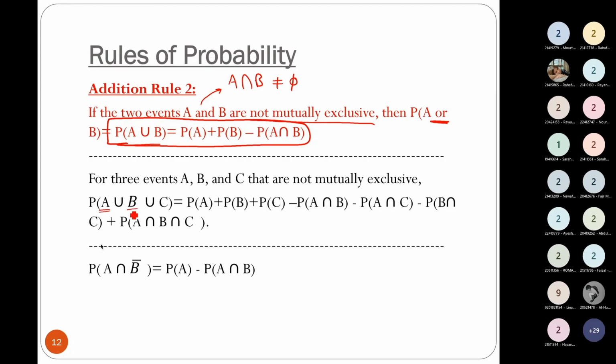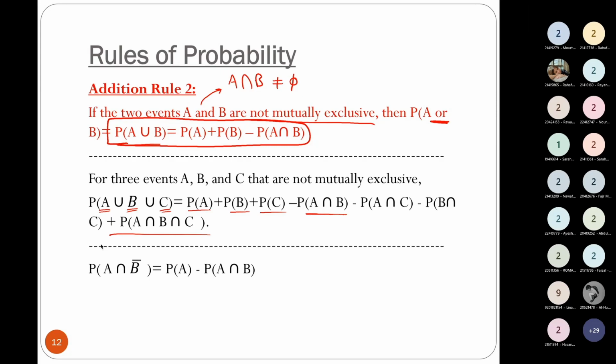Also, if we have 3 events and all of these are not mutually exclusive, this is the first plus the second plus the third, okay, minus the intersection between every 2 events, A with B, A with C, and C with B. And the last one is the probability of the intersection between all events. So again, probability of A, probability of B, probability of C, minus the intersection between 2 events, A with B, A with C, B with C. But the last term is plus the intersection of all events.